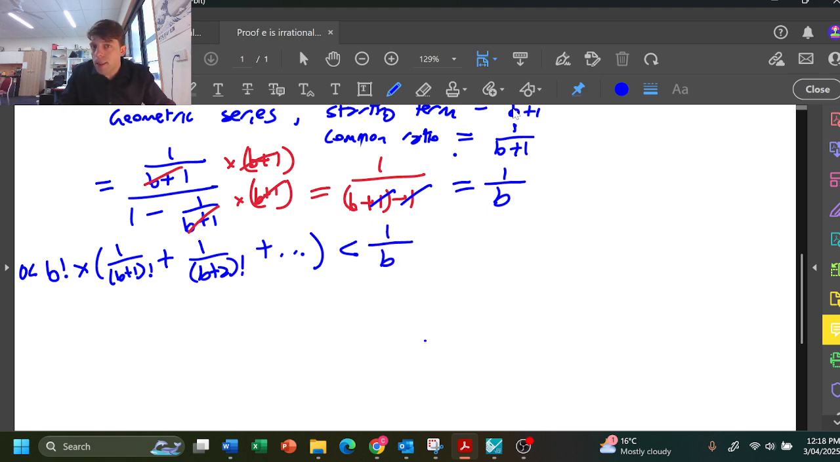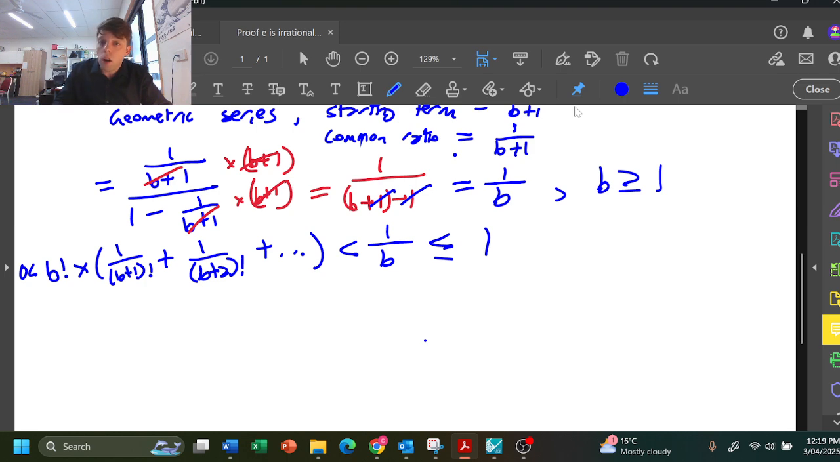Now, what can we say about this 1 over b thing? Well, b is a positive integer. That means it's greater than or equal to 1. So if we have 1 over a number that is larger than or equal to 1, we're going to have at the very most 1, and we're going to have a number that is smaller than 1, but still positive. So this thing here is going to be less than or equal to 1.